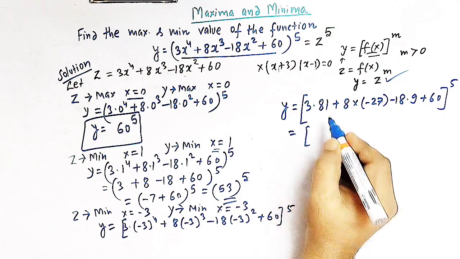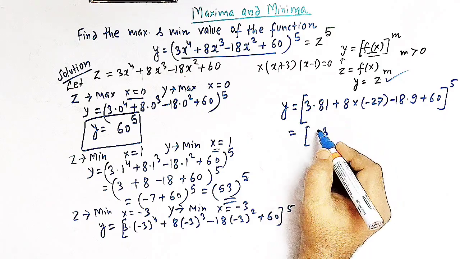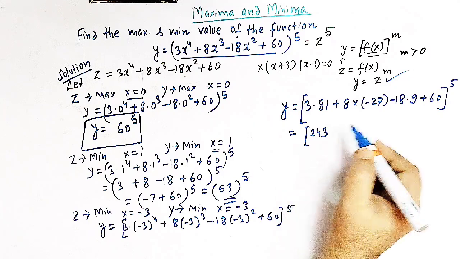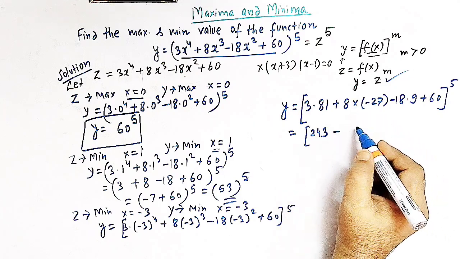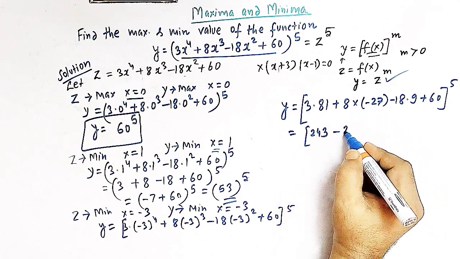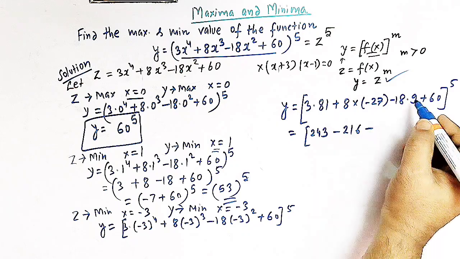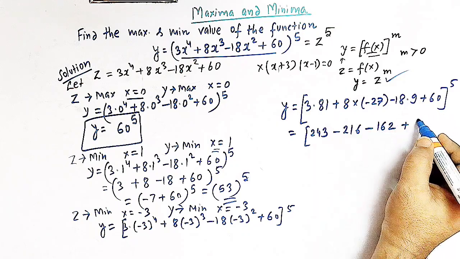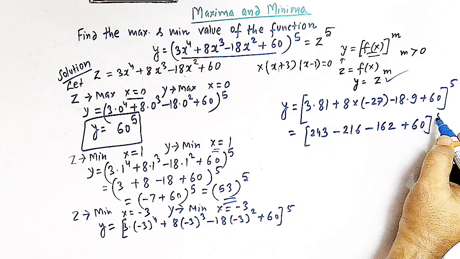And here we have 3 times 81, that is 243, and here we have minus 216, and here we have minus 162, and then we have 60 raised to 5.